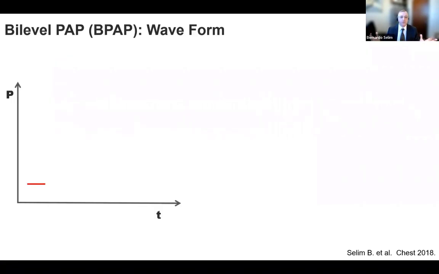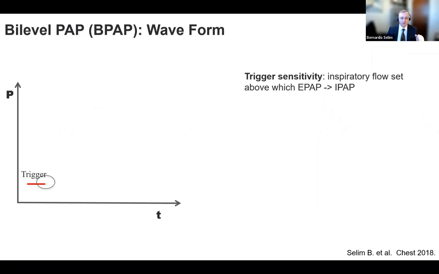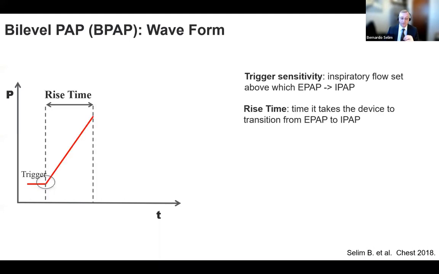So let's return back again. Always I'm going to bring you to the basics, because that is where your decisions are going to be. So you're going to be having your EPAP machine. You will have a trigger. These patients with BiPAP or BiPAP ST, most of the time they will have a trigger sensitivity, the inspiratory flow below which the patient will go from EPAP to IPAP. This is what we call trigger, and that can be changed.